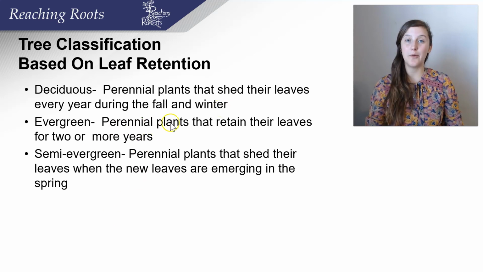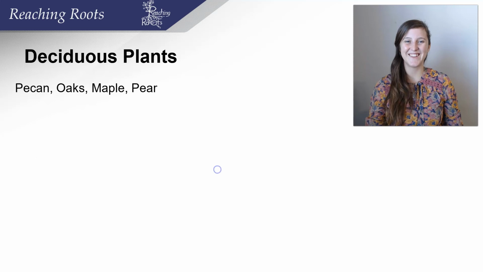Evergreen plants are perennial plants that retain their leaves for 2 or more years. That means that they do not shed their leaves every year. Semi-evergreen plants have their leaves most of the year. These perennial plants shed their leaves when the new leaves are emerging in the spring. So it almost seems like they never lose their leaves because they're replaced so fast. They're almost evergreen.